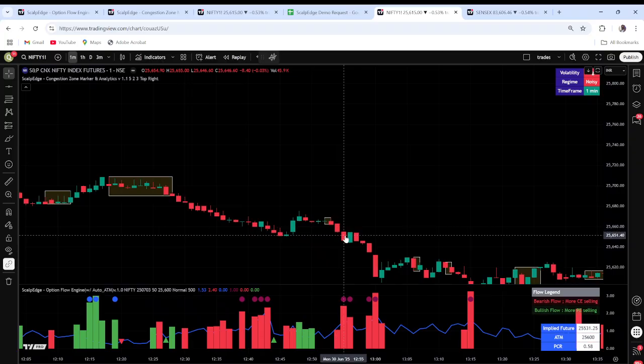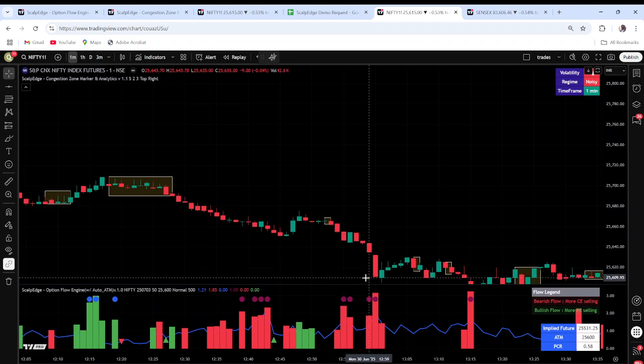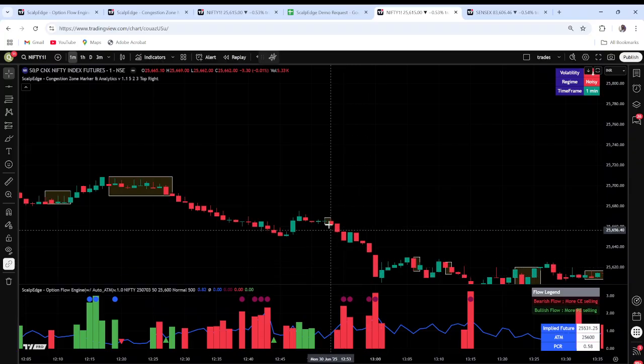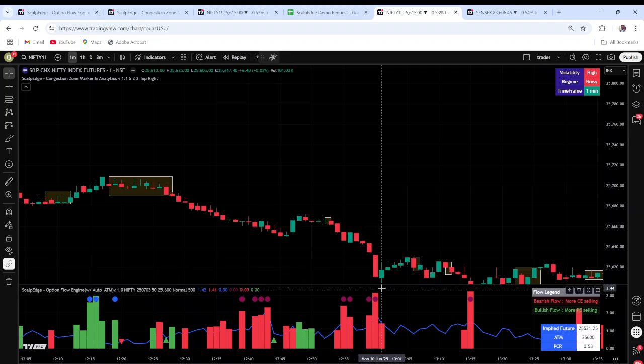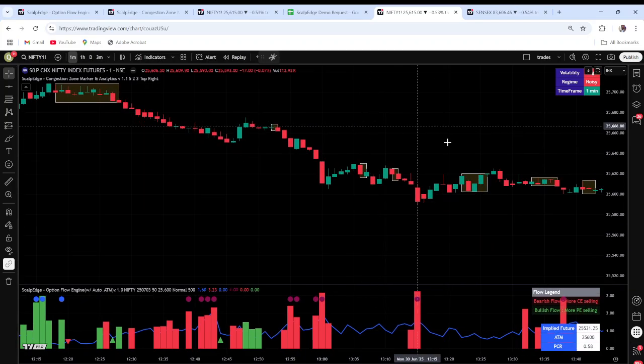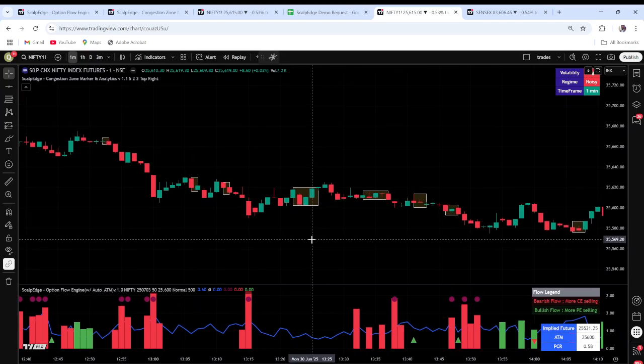So I will short around 25,650. In the next 4 minutes I get up to like 25,610, 40 points. So if you are on an ATM option, that is 20 points in 5-6 minutes. That is scalping. This is not a day trade, right?